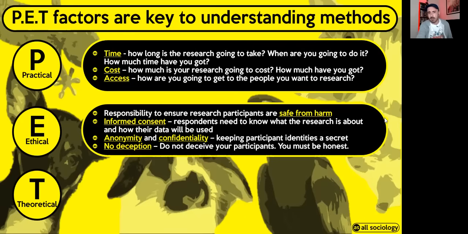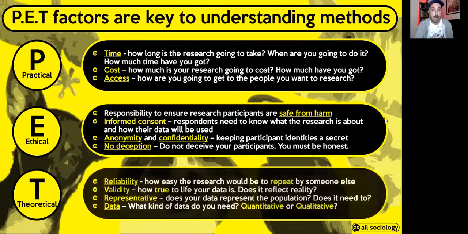And then the final thing that goes along with informed consent is you have a responsibility not to deceive your participants. That means don't lie to them, be honest, and tell them what you're doing and why you're doing it and what's going to happen to their data. So all of those things are what we call ethical issues. If you don't do them, you're doing things in the wrong way or not an ethical way.